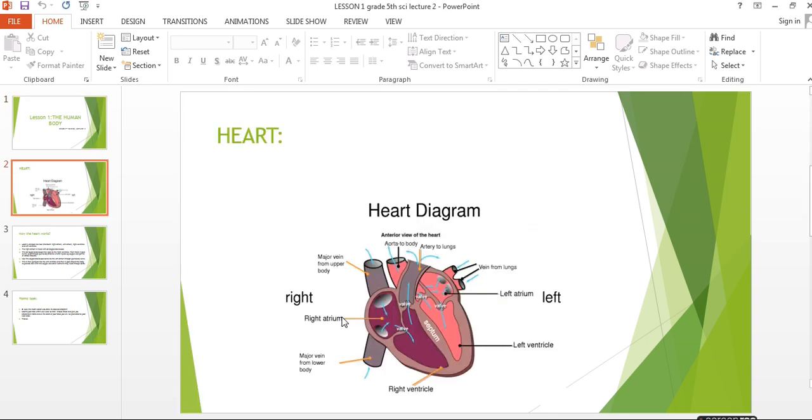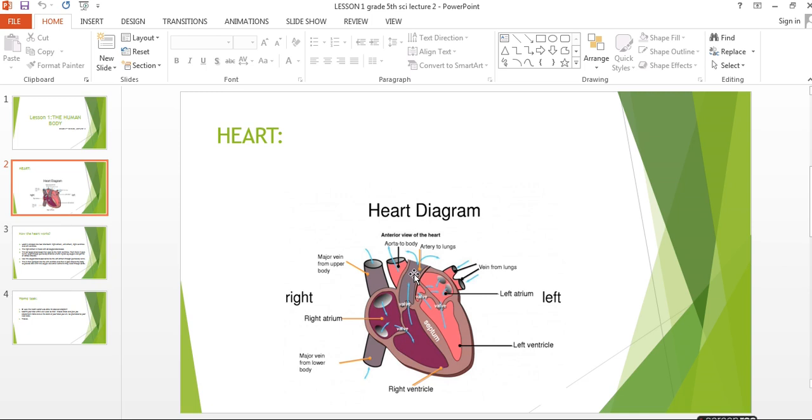Okay, this is the human heart. This is the right side of the heart and this is the left side of the heart. The right side of the heart is separated from the left side through the septum. The septum separates the right side from the left side.